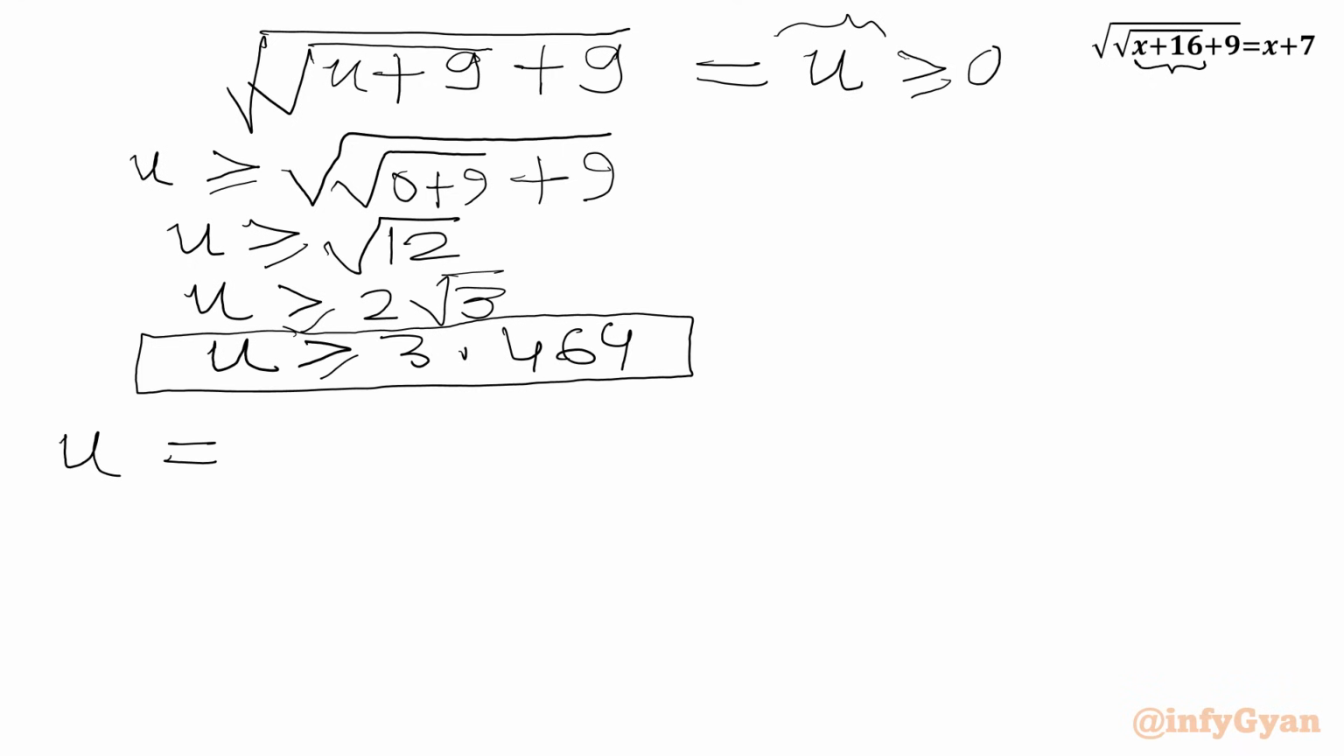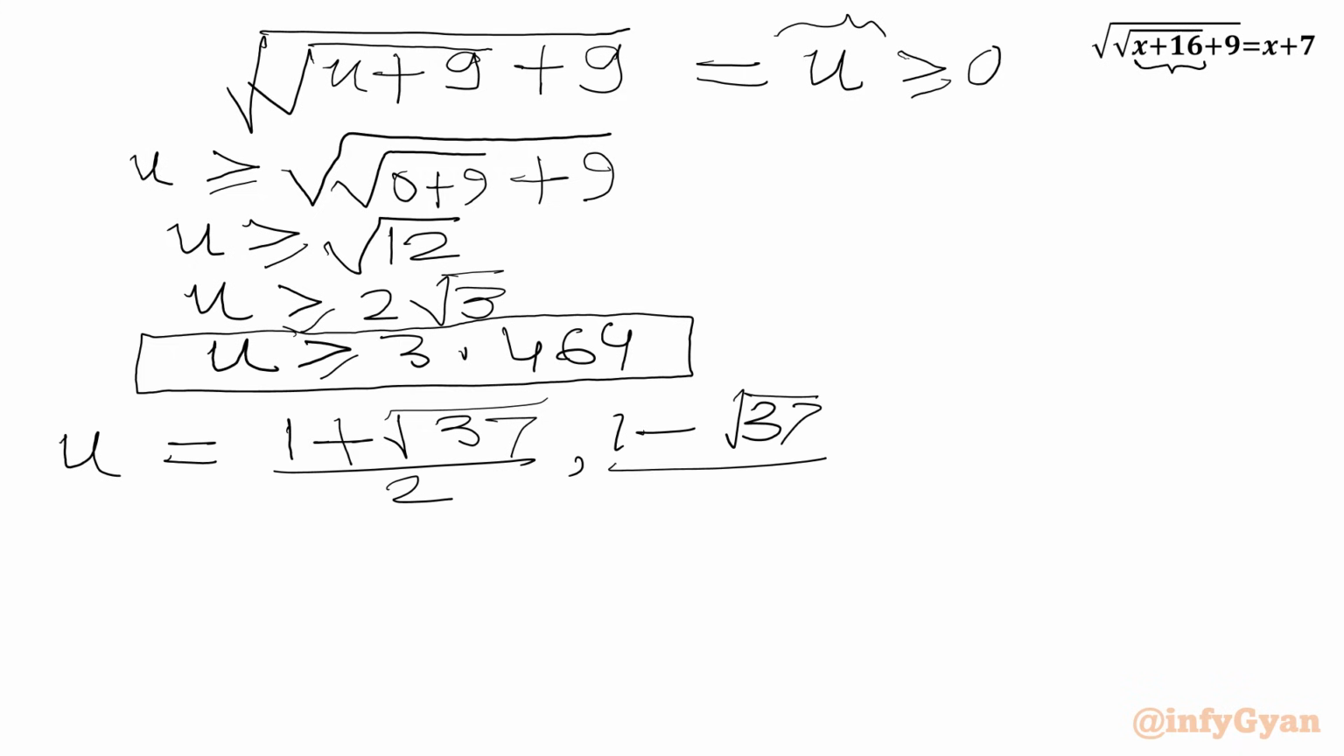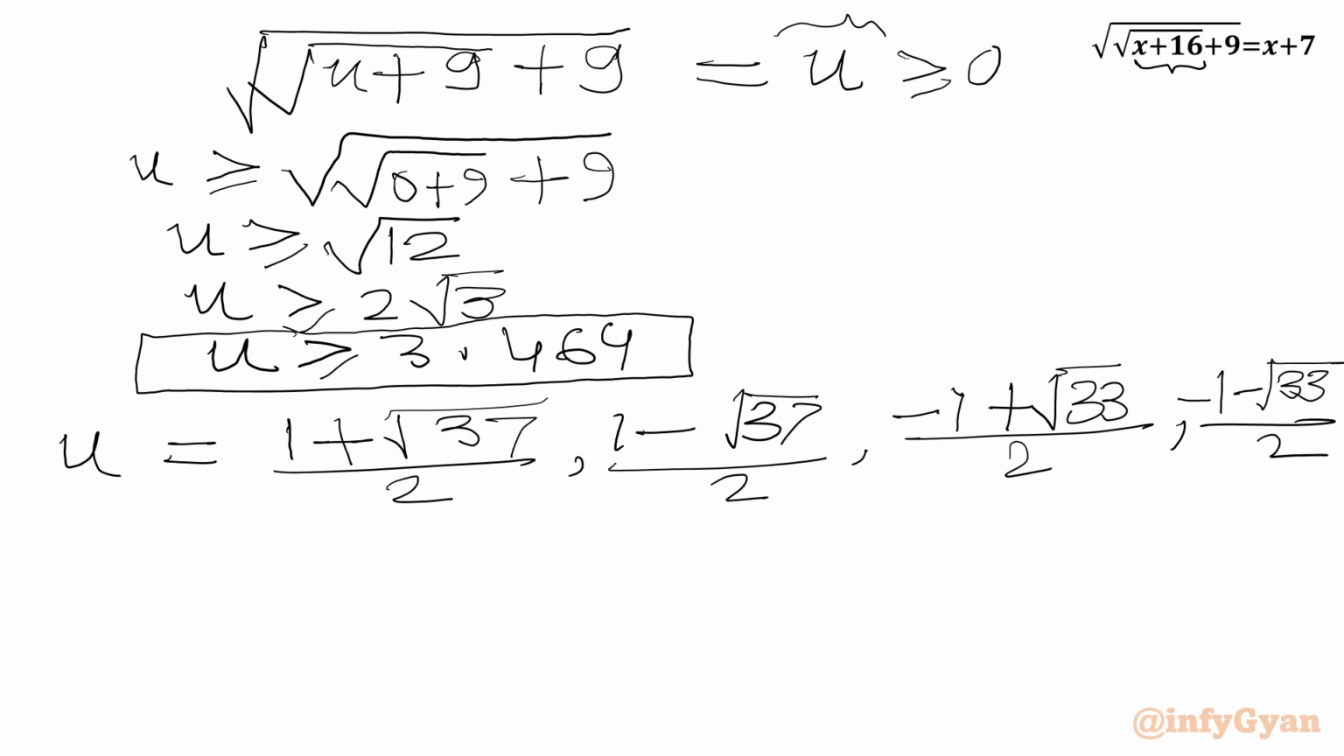Now let us write all the four solutions. u was 1 plus minus square root 37 over 2. Let me write separately. Then we will write 1 minus square root 37 over 2. Then we have minus 1 plus minus square root 33, so let us write with plus sign over 2. And last was minus 1 minus square root 33 over 2.